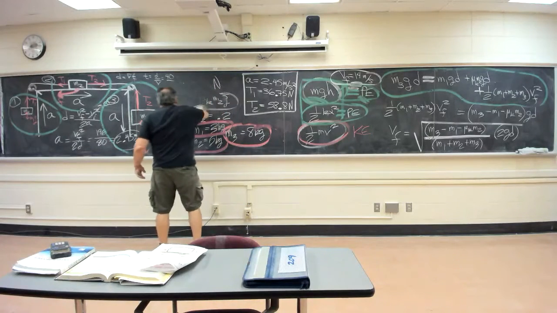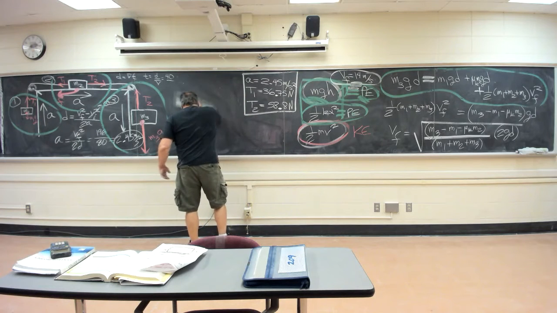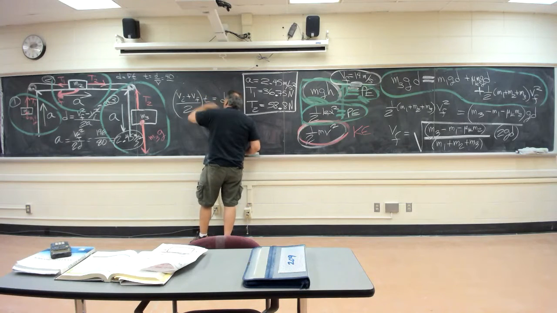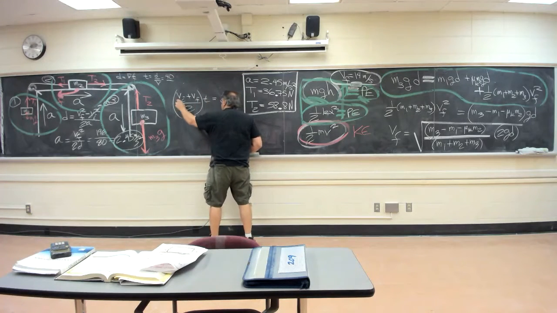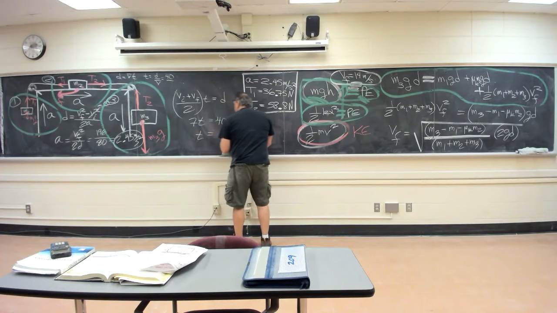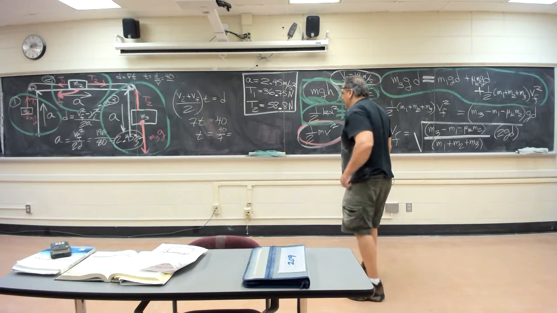I don't want to erase any of it, actually, but okay, so we got 0 and 14. VI was 0, VF was 14. VI plus VF over 2 times T is going to be equal to D. Let's make the long story short. This is 0, this is 14. 0 and 14 is 14, divided by 2 is 7. 7T equals 40. Divide by 7 on each side. 40 divided by 7 is 5 and I think that's some of the answers we were getting last time.